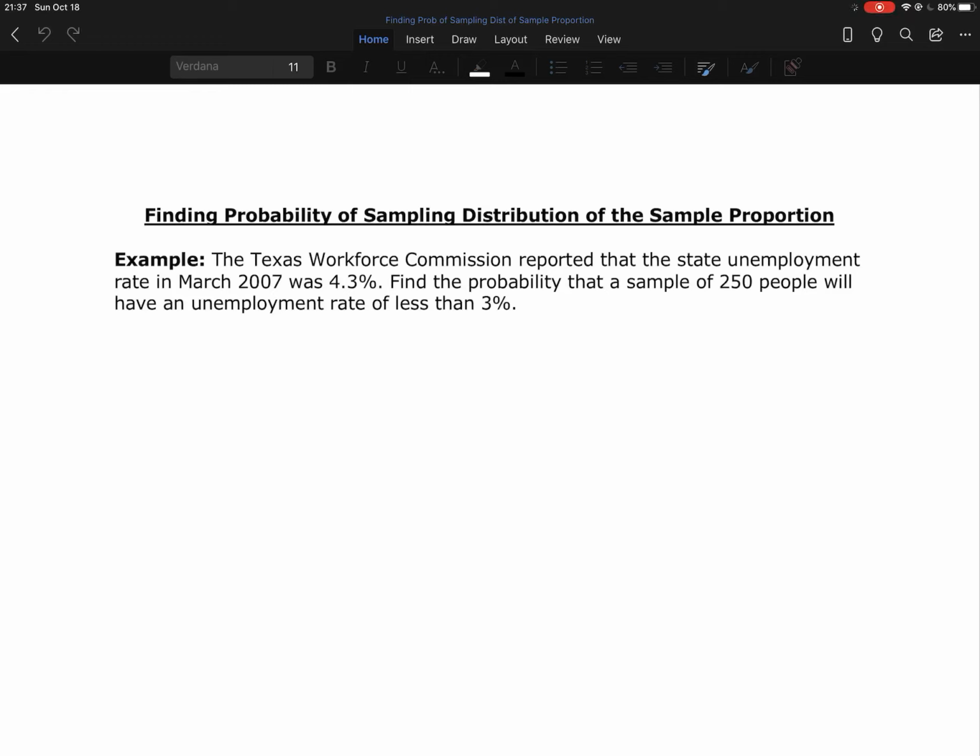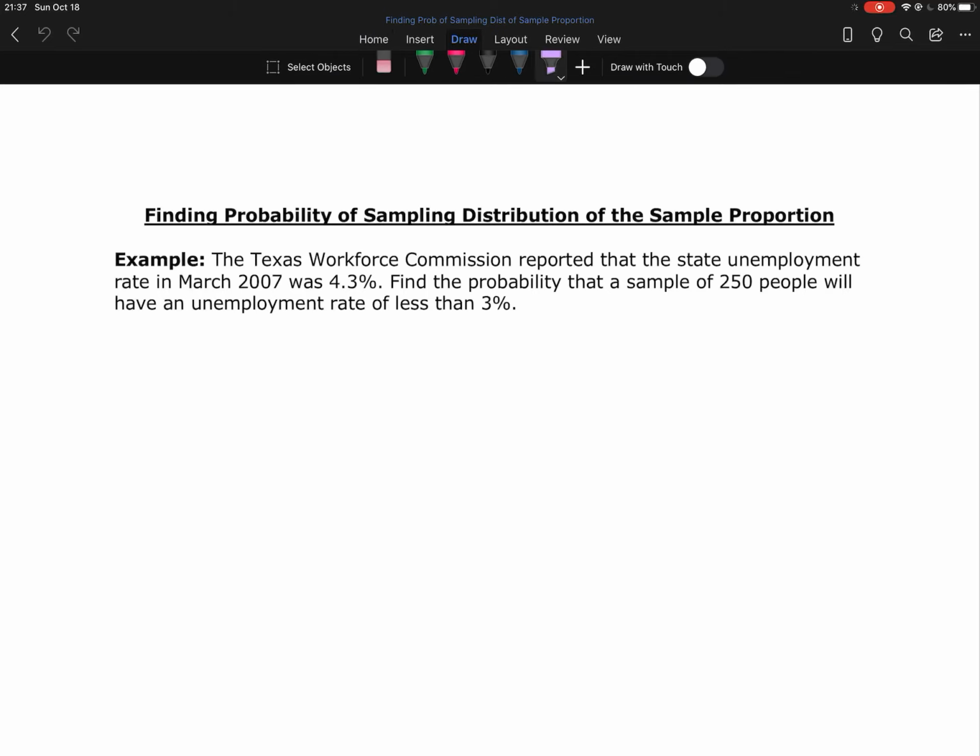All right, now we are going to do an example where we find a probability with a problem that comes from a sampling distribution of a sample proportion. So the example says that the Texas Workforce Commission reported that the state unemployment rate in March 2007 was 4.3%. Find the probability that a sample of 250 people will have an unemployment rate of less than 3%.